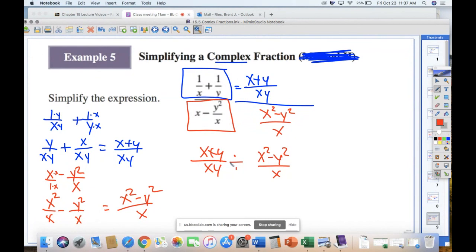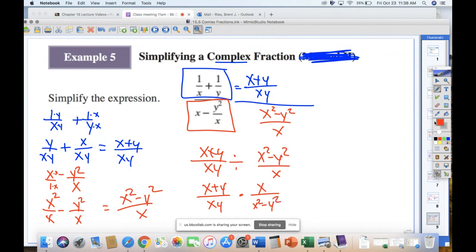We're dividing fractions horizontally. We write it horizontally because I have no idea how to divide fractions vertically. So we write it horizontally. I'm going to write, keep, change, flip: keep the first fraction, change the division to multiplication, and flip the second fraction.